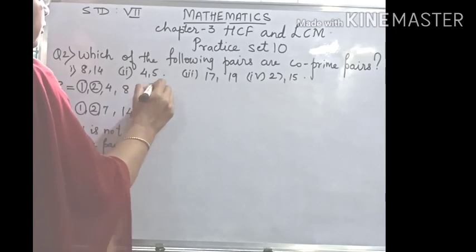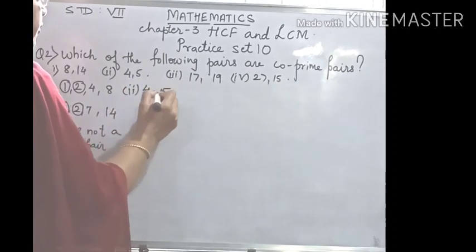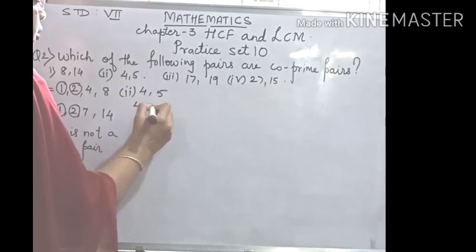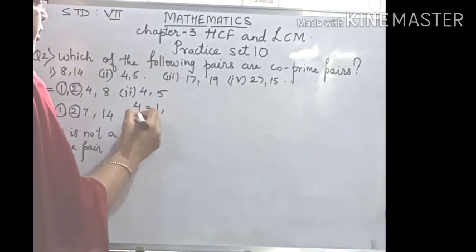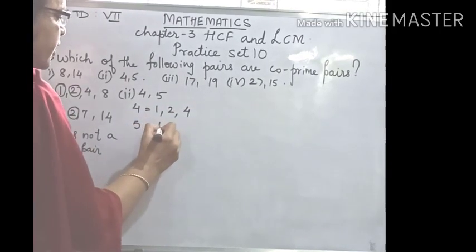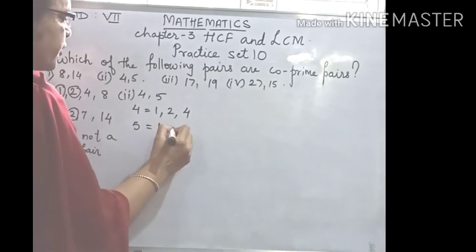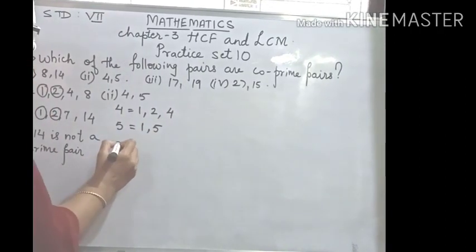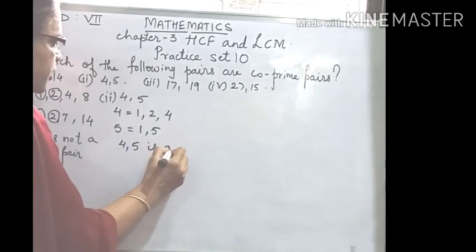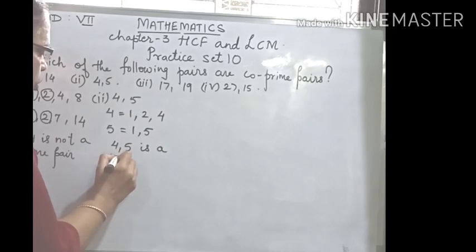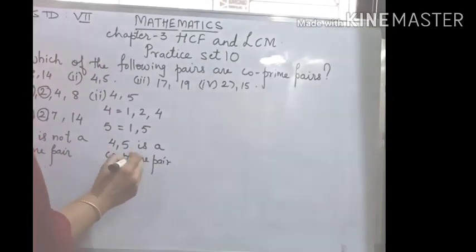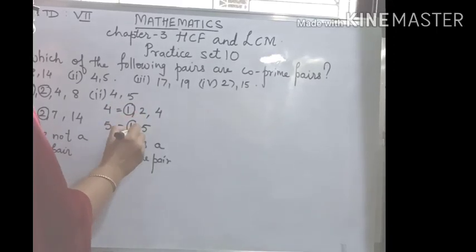The second one, 4 and 5. We will write divisors of 4. Divisors of 4: it comes in the table of 1 itself, then 2 and 4. 5 is a prime number. So factors of 5 are 1 and 5. 4 and 5 is a co-prime pair. Only 1 is common here.